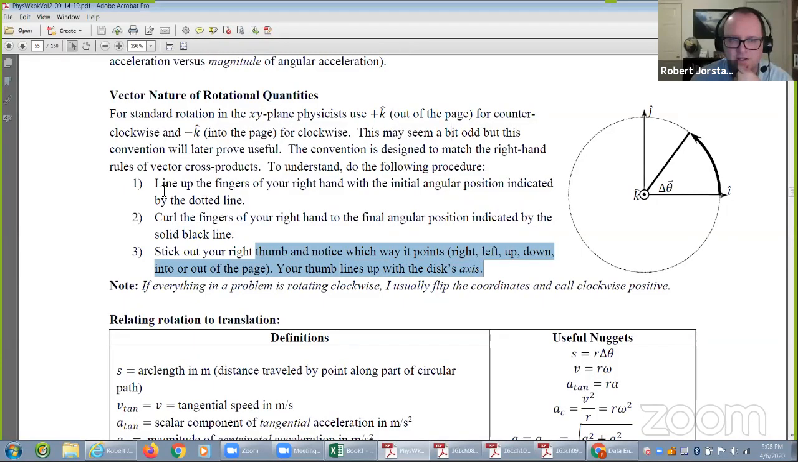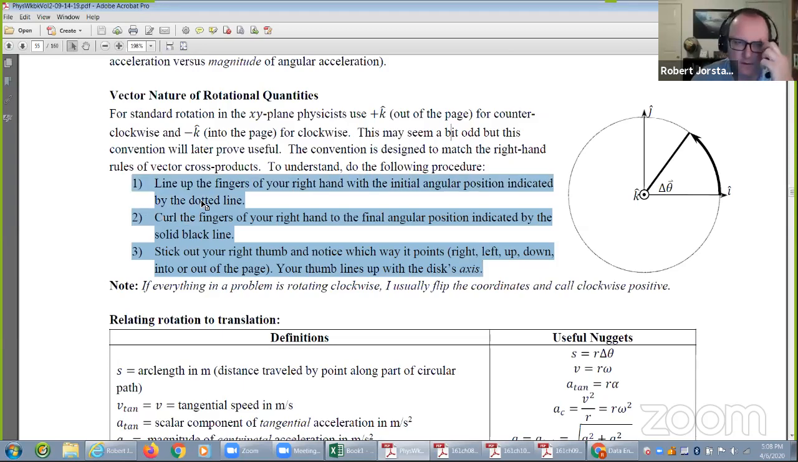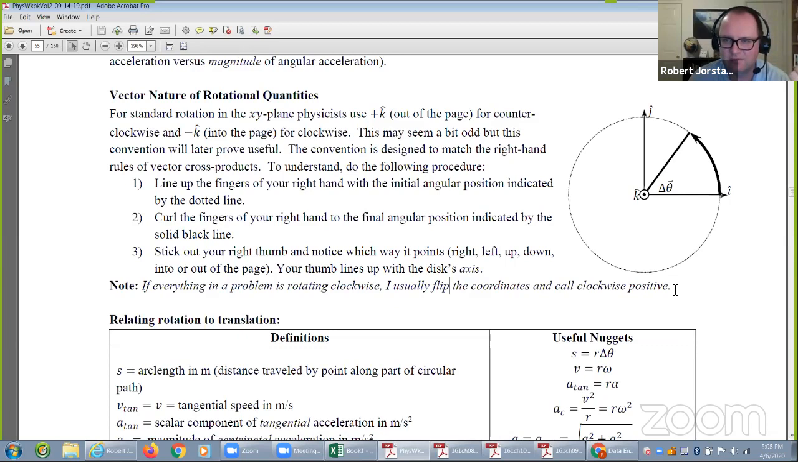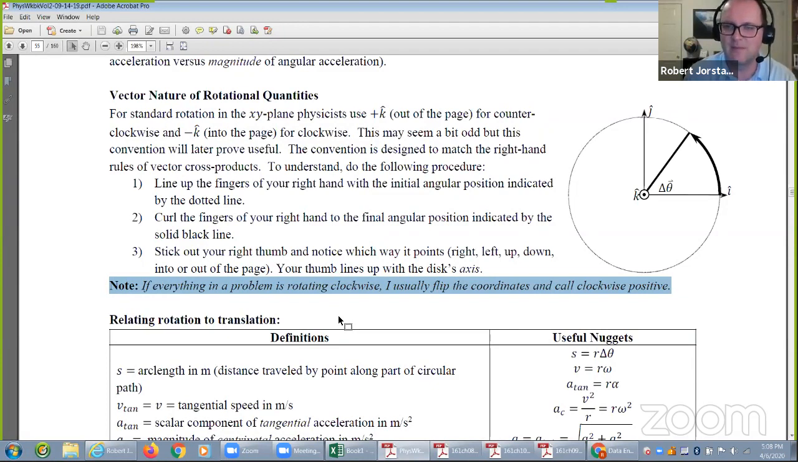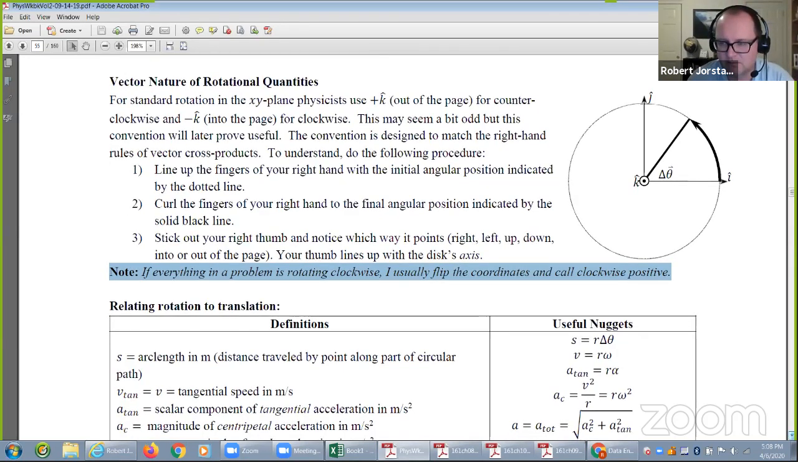So in this case, if you want to follow these rules, you could do that. Maybe you could watch a YouTube video for right-hand rule if you want as well. Now, in physics, this is where we get even more annoying. If everything in a problem is rotating clockwise, sometimes I'll change my mind and say clockwise is positive. And then, yeah, I'll explain that later when we get to the last half of chapter 10. That shows up in the last half. And then let's get done with this page so we can do some problems, all right?